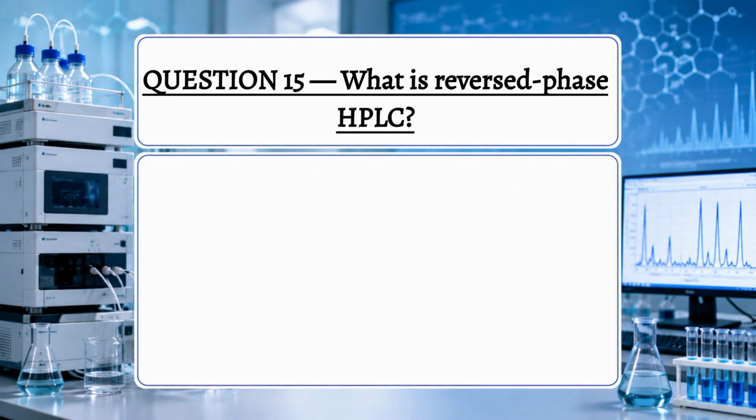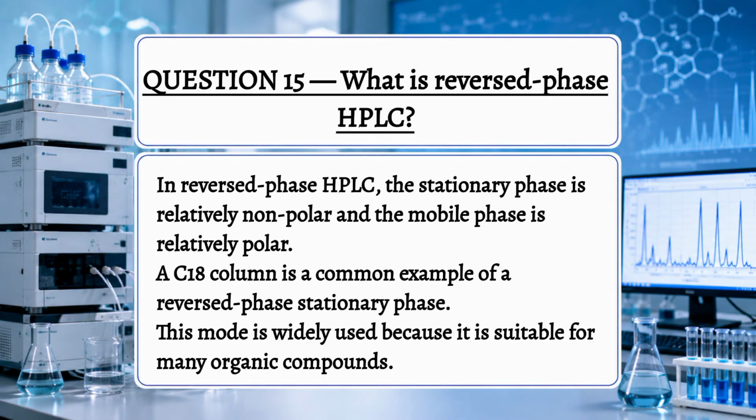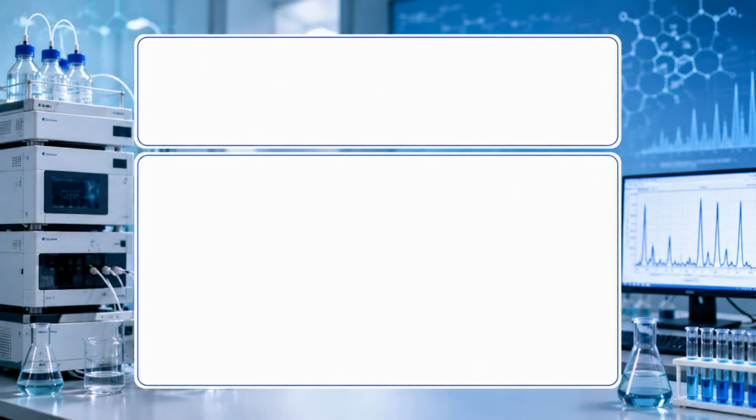What is reversed phase HPLC? In reversed phase HPLC, the stationary phase is relatively nonpolar, and the mobile phase is relatively polar. A C18 column is a common example of a reversed phase stationary phase. This mode is widely used because it is suitable for many organic compounds.